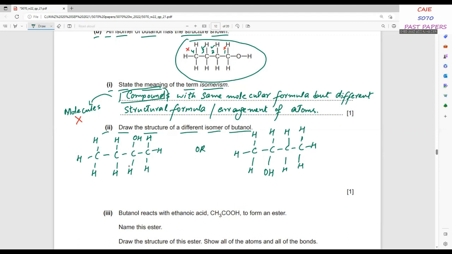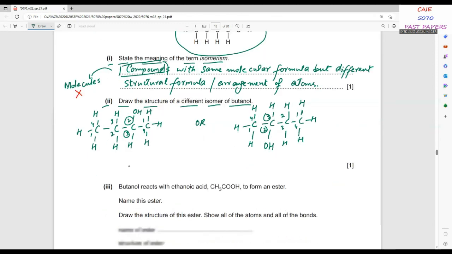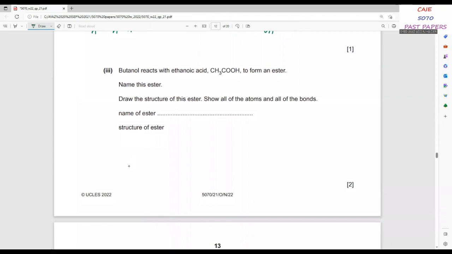If you start counting the carbon atoms on either side, 1, 2, 3, 4. You see, in the first one, you have OH attached to the second carbon atom. In the second one, 1, 2, 3, 4, it's attached to the third carbon atom. You can even start counting from the left-hand side, 1, 2, 3, 4. And the first structure, 1, 2, 3, 4. So you can draw any one of these for the isomer of butanol.